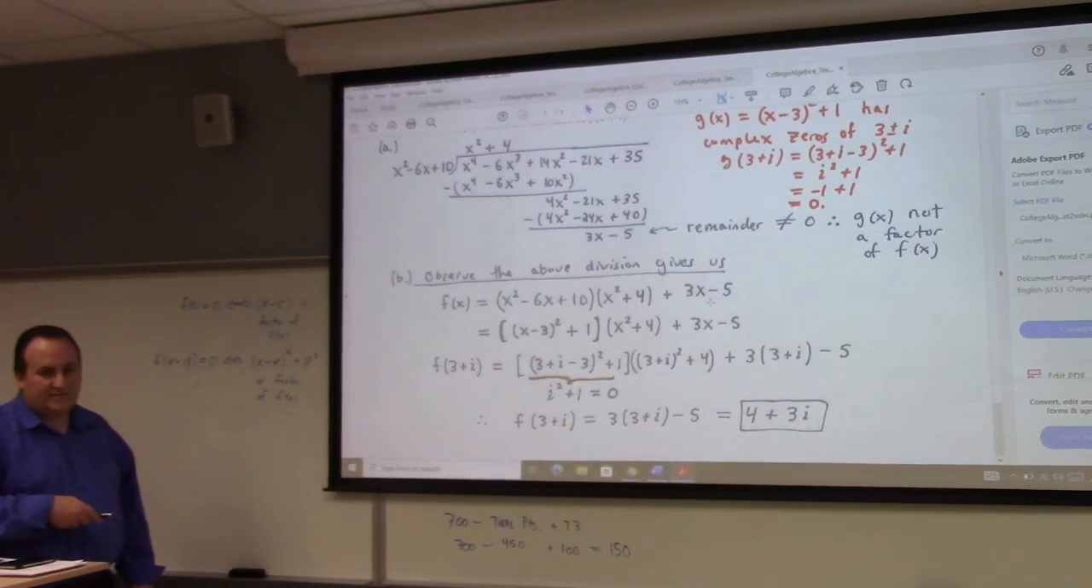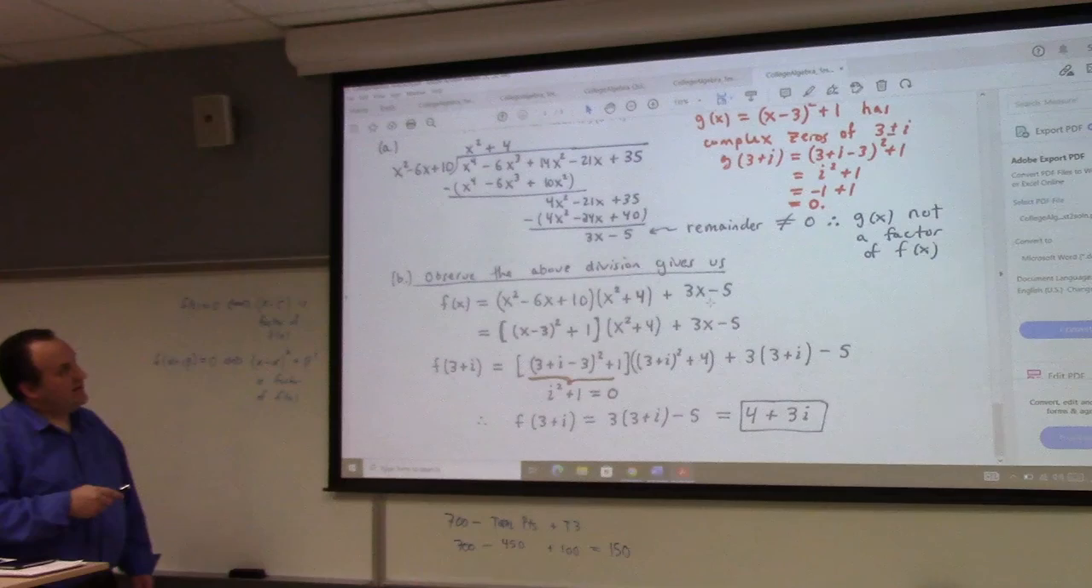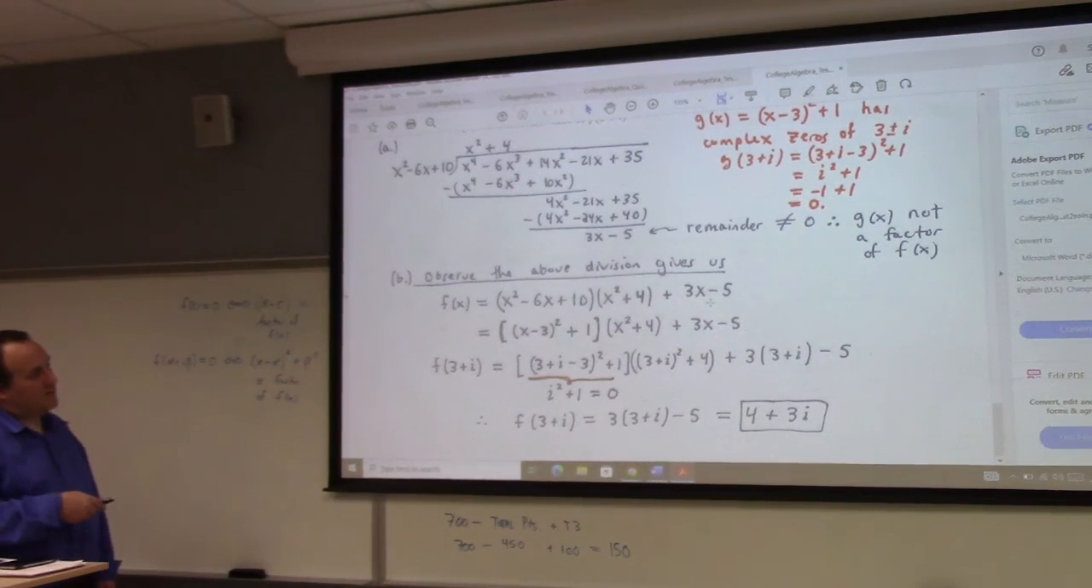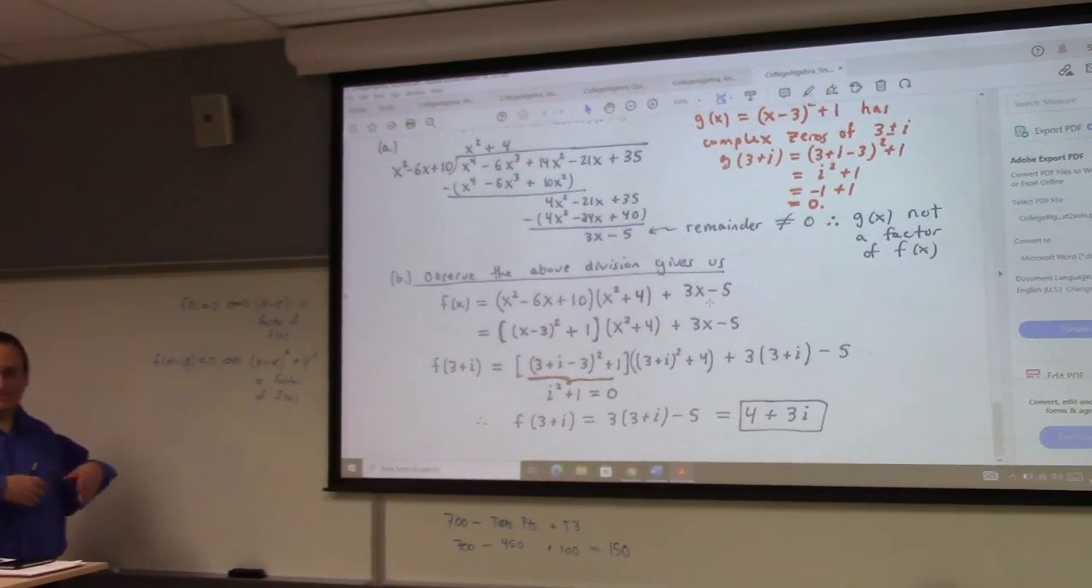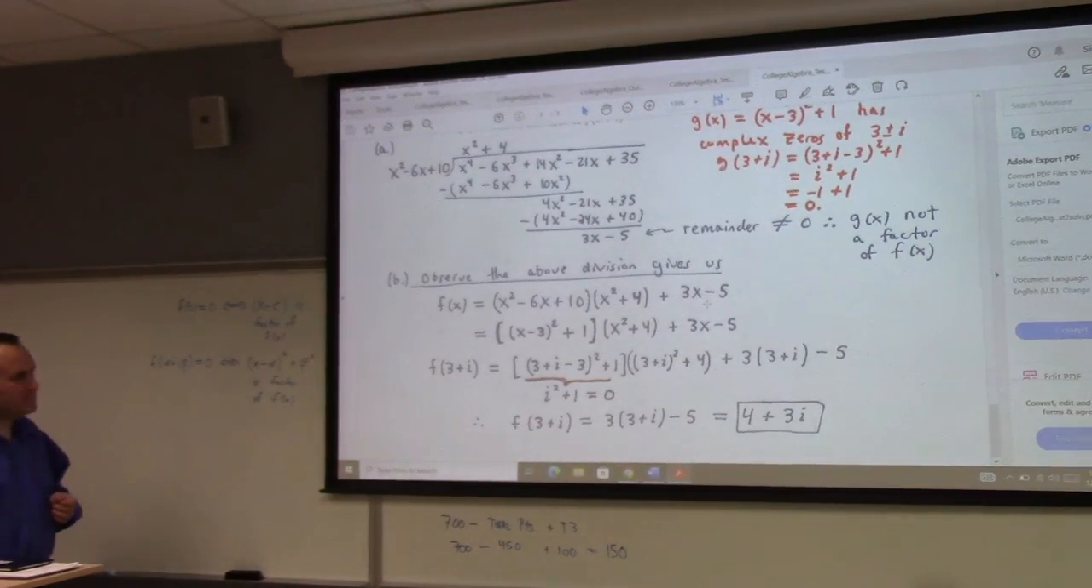I did have a person in some section actually plug the 3 plus i into the quartic and just work it out brute force and you'd get this. But that is definitely not the way you want to do it if I was to ask it again. And I might not. I wouldn't assume I'd ask this again.